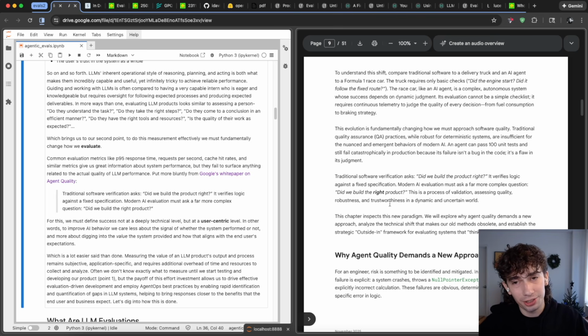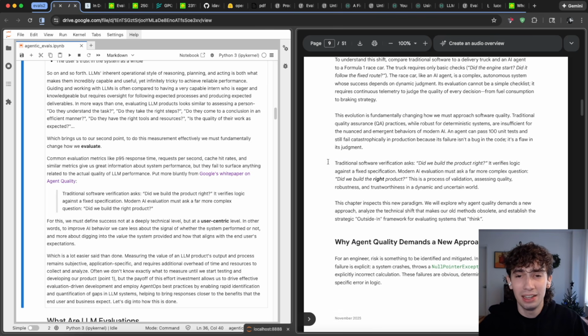An interesting way to think about this comes from Google's white paper on agent quality linked here, where they claim that traditional software verification asks, did we build the product right? It does stuff like verify logic against our fixed specification, whereas modern AI evaluation asks, did we build the right product, using a process of validation, assessing quality, robustness, and occasionally trustworthiness with our users.